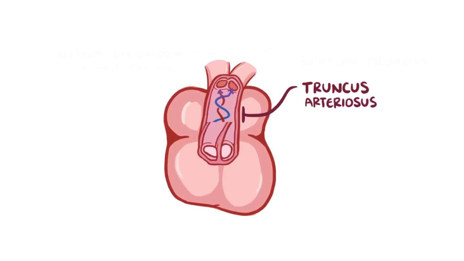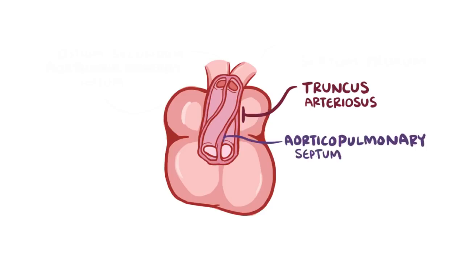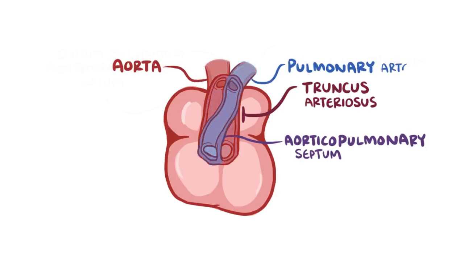These grow with a spiraling trajectory, kind of like a corkscrew, and they wrap around each other, forming the aorticopulmonary septum, which divides the truncus into the roots of the aorta and the pulmonary artery. So now blood gets routed to the right place. And finally, the semilunar valves develop shortly after.